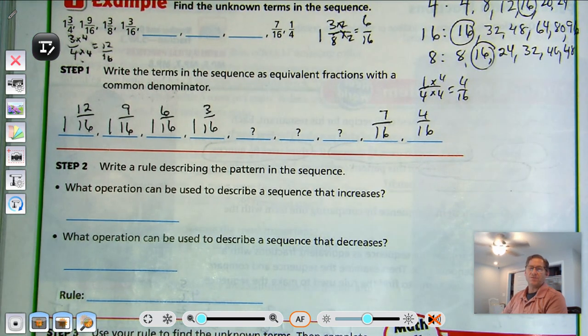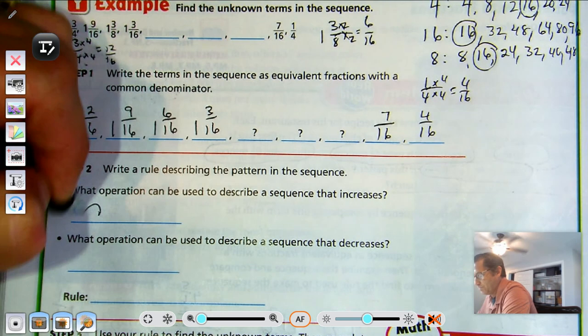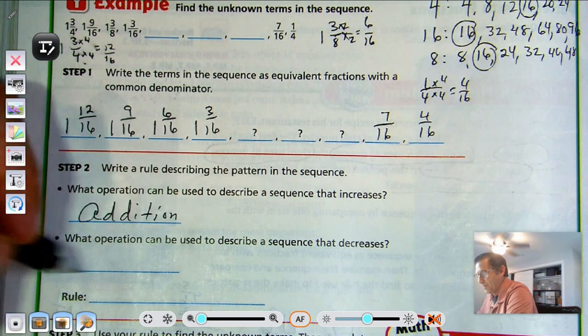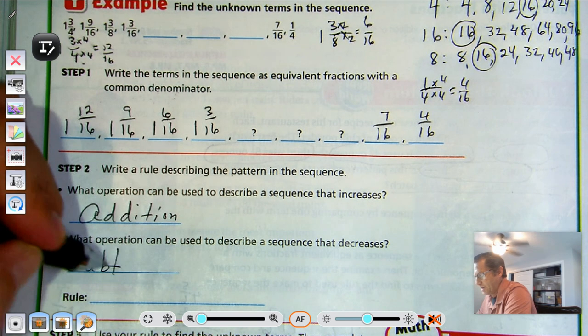what operation can be used to describe a sequence that increases? Well, that would be addition. If we're increasing the pattern, it's increasing. If a pattern is decreasing, it's subtraction.